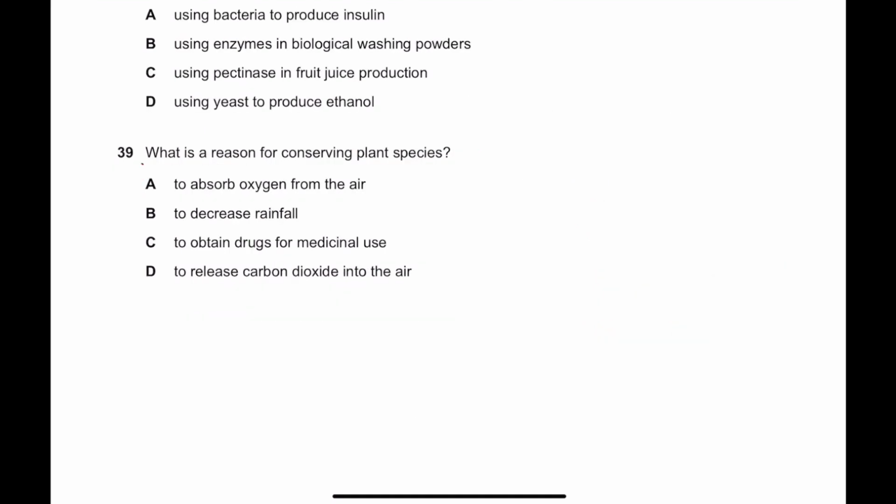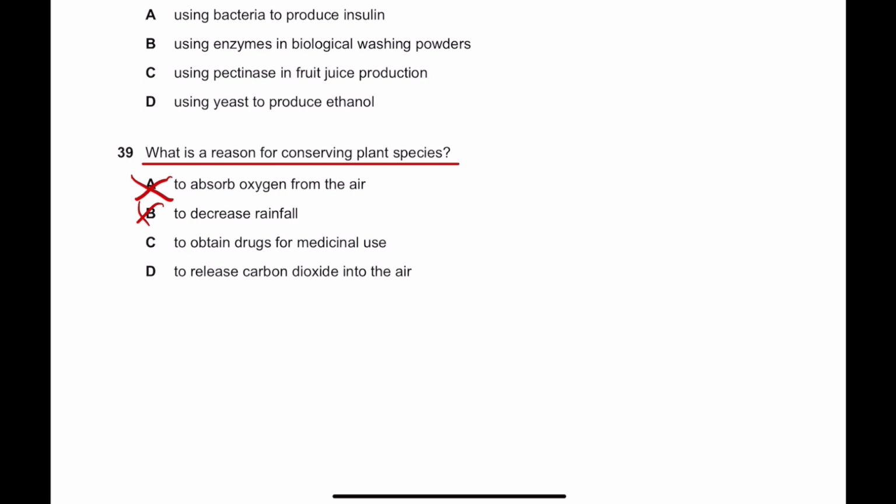Number 39. What is a reason for conserving plant species? That's a good question. Why do we need to conserve plant species? Is it to absorb oxygen from the air? Absolutely not. We need more oxygen, right? We don't want plant species to absorb oxygen from the air. That's going to be disastrous. B, to decrease rainfall? Really? If we conserve plant species, do we decrease rainfall? No, it's not going to happen. It's not going to decrease rainfall.